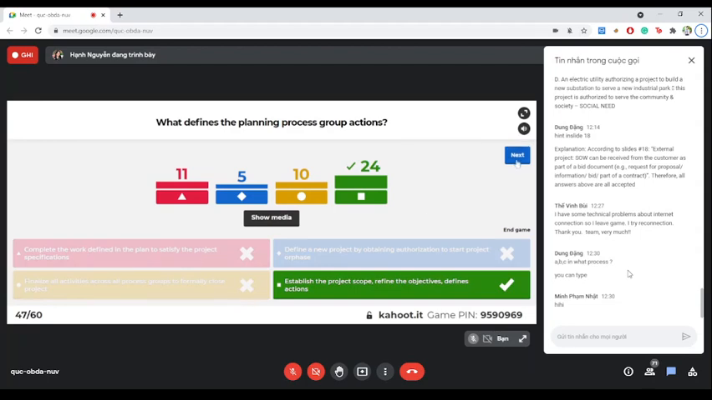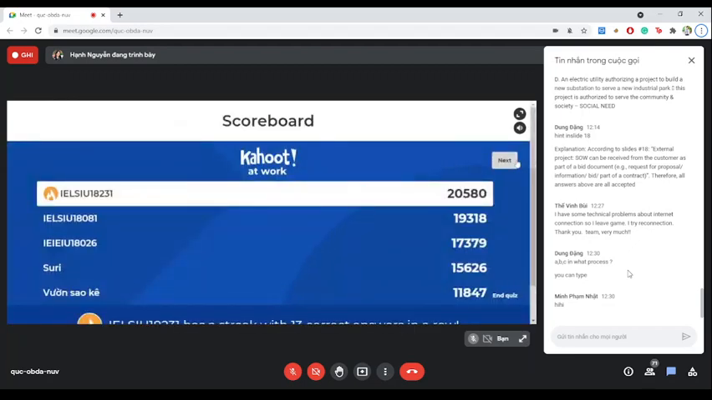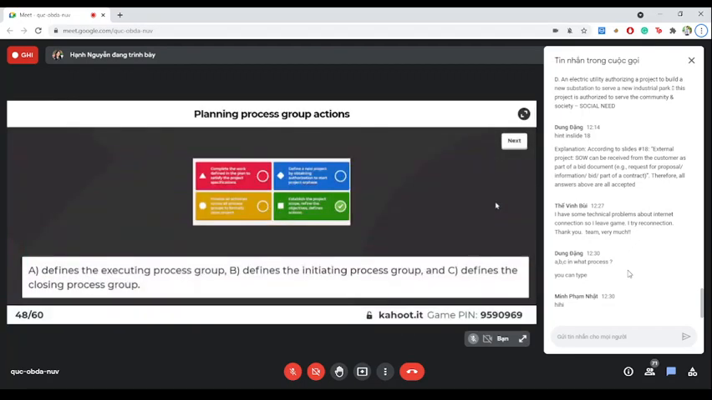Thank you. So I would like to repeat. A is to define the executing process group. B is to define the initiating process group. And C is to define the closing process group. Okay, very good.